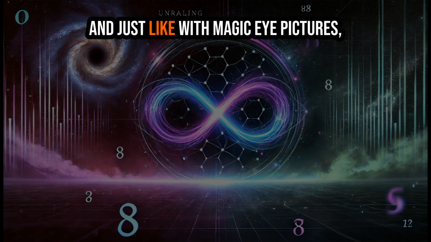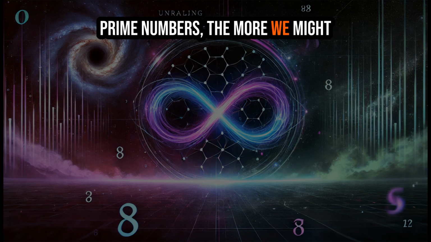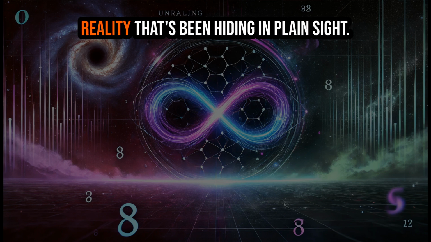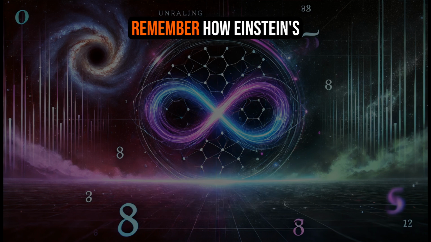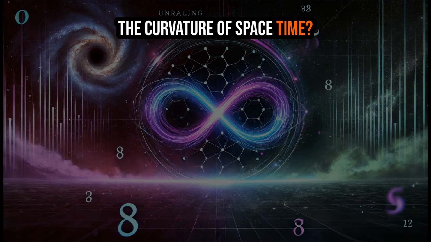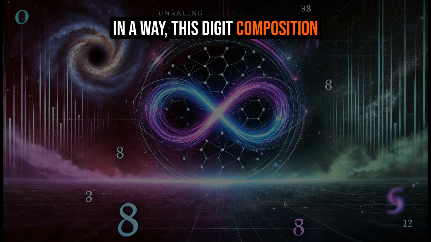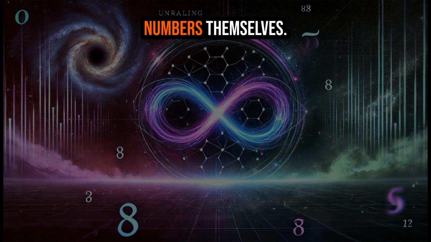Exactly. And just like with magic eye pictures, the more we study the patterns in prime numbers, the more we might reveal a deeper multidimensional reality that's been hiding in plain sight. That's a great analogy. But how does this all tie back to infinity, the idea we started with? Remember how Einstein's continuous infinity is tied to the curvature of space-time? In a way, this digit composition analysis is showing us a different kind of curvature, a curvature within numbers themselves.